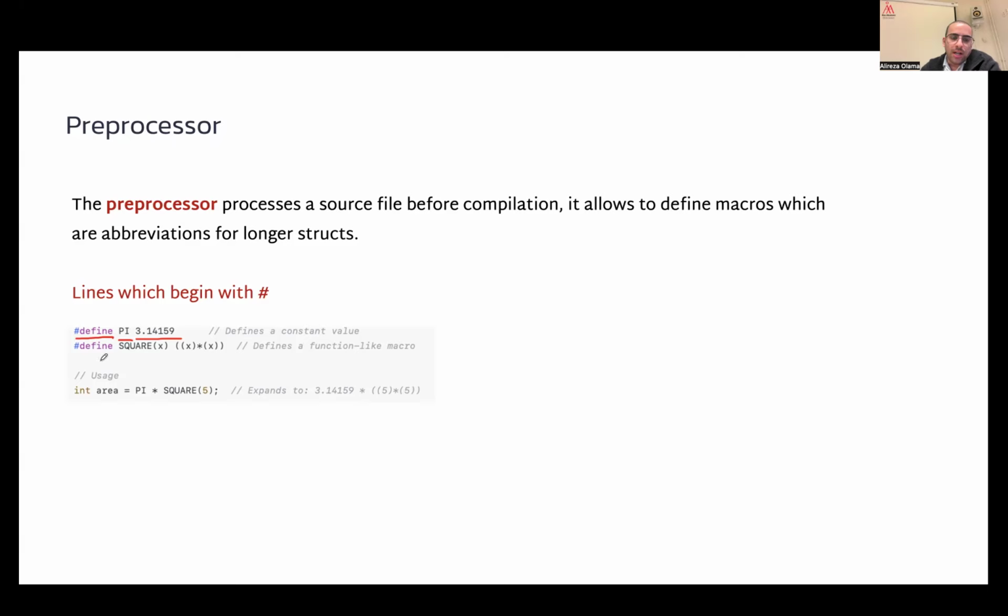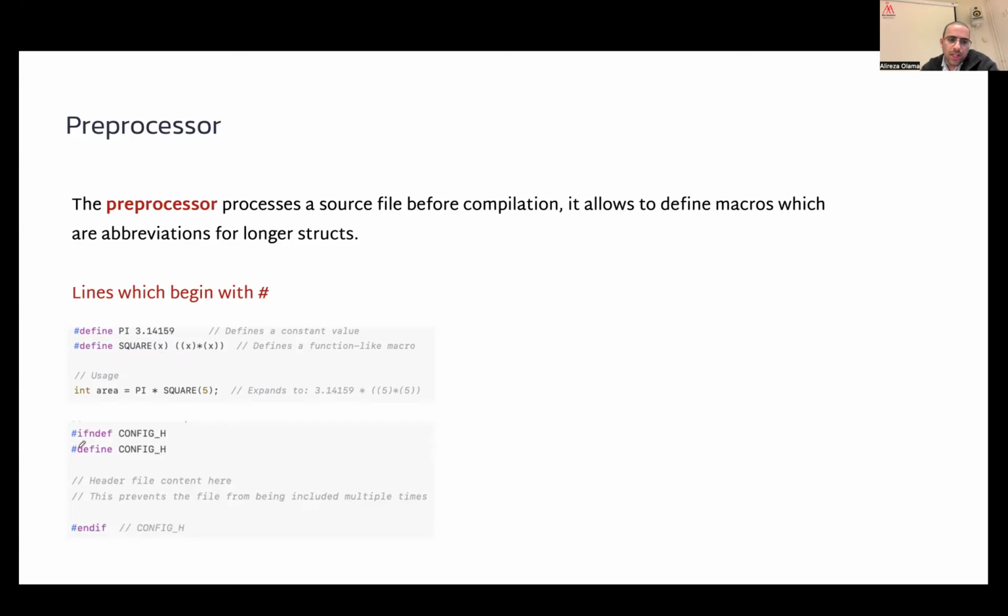Similarly, you can define constant functions like macros. For example, here you can define a square and within this parenthesis x, and then you can define the definition of this function within this parenthesis. Whenever the compiler sees this square thing, it will replace it by this definition. So here I showed you how you can define constant values and functions.